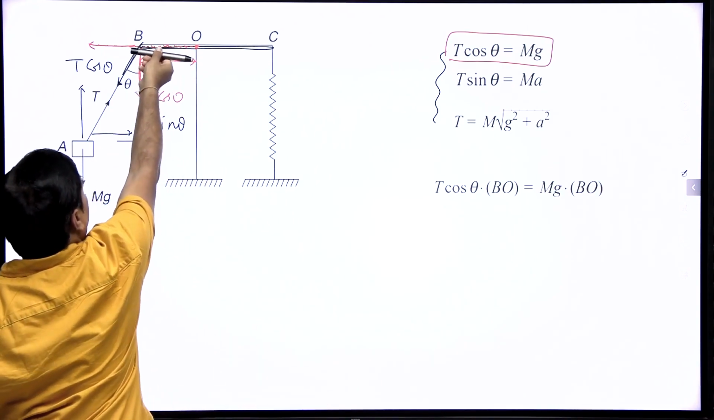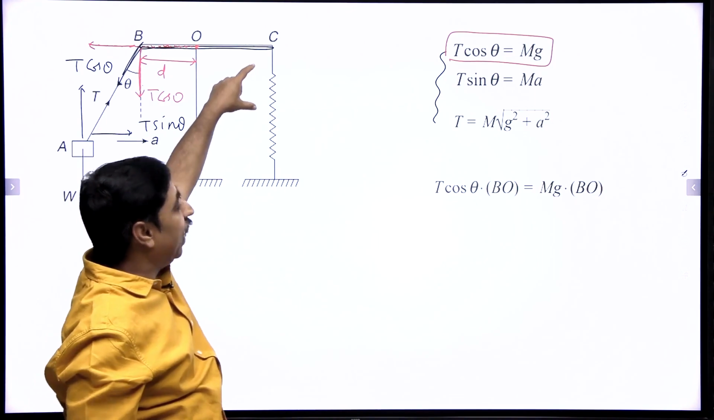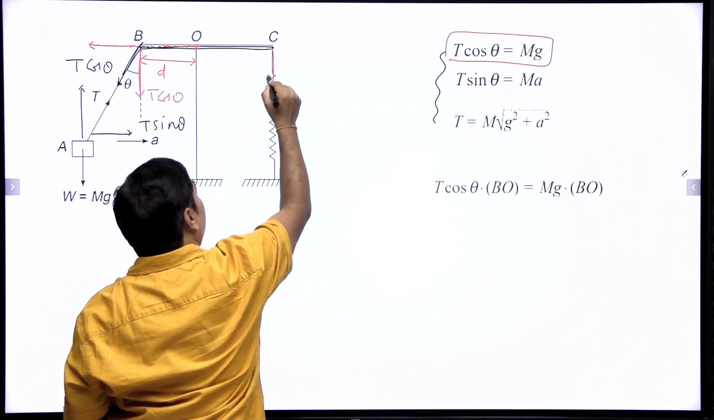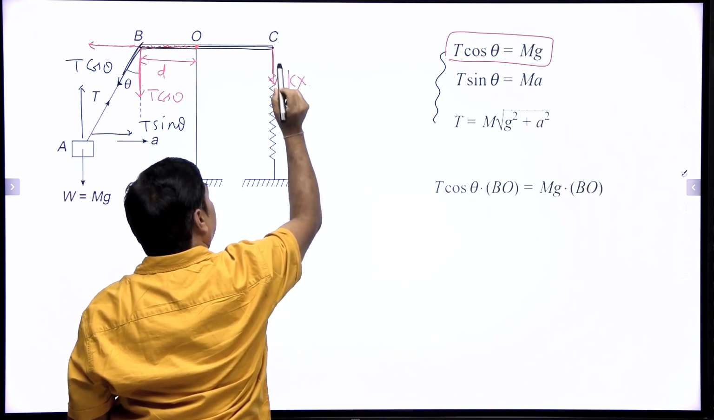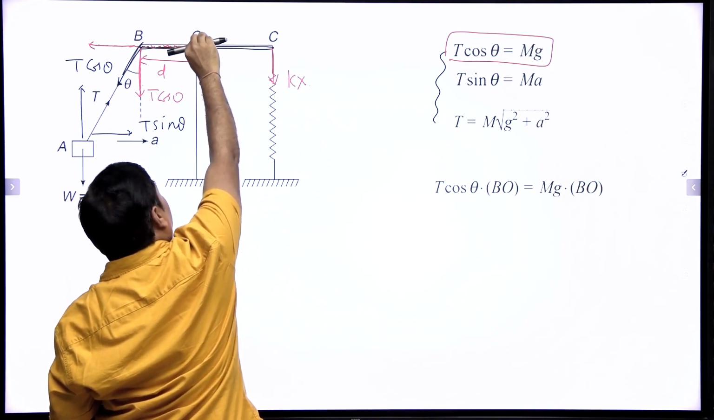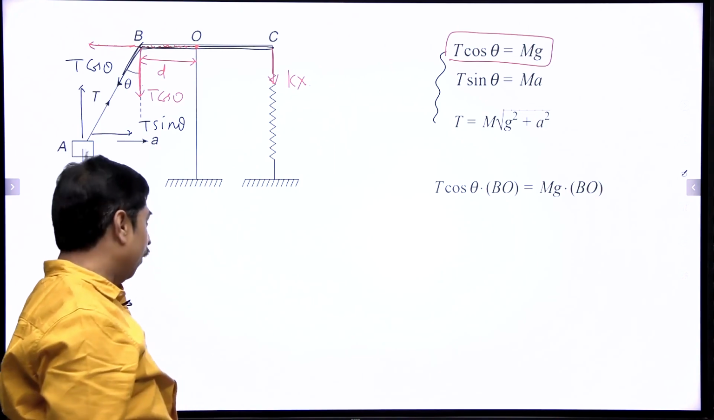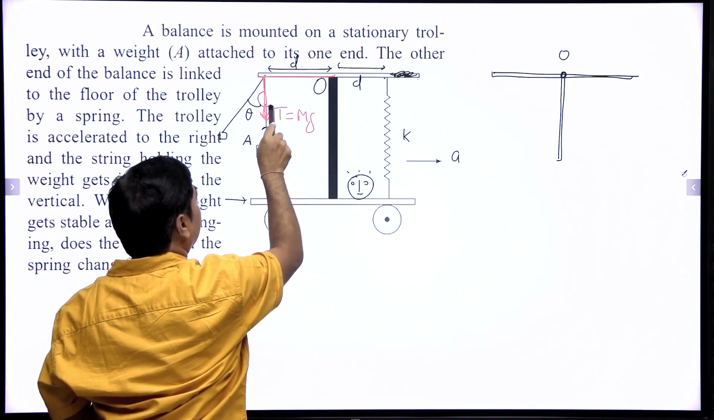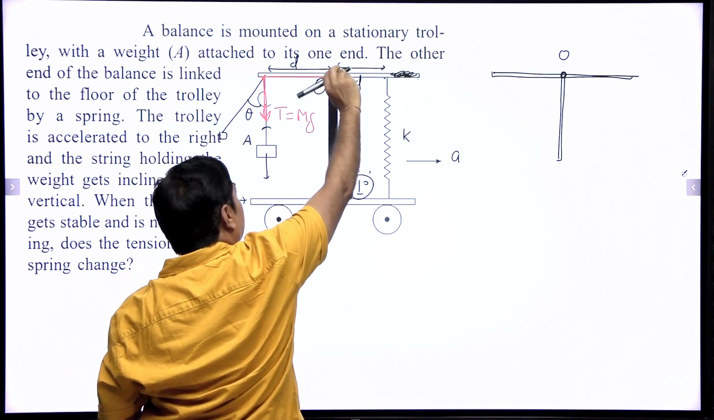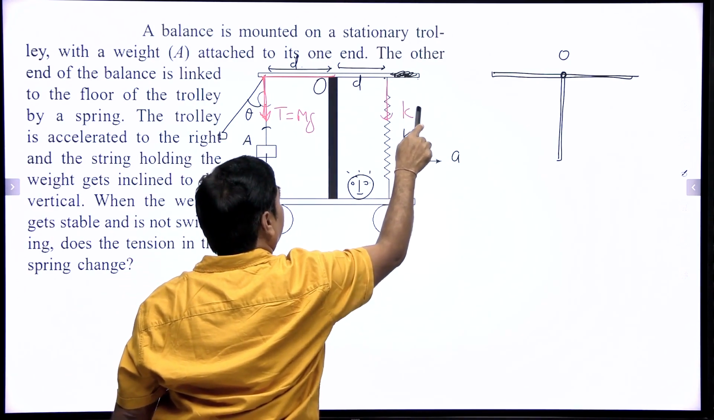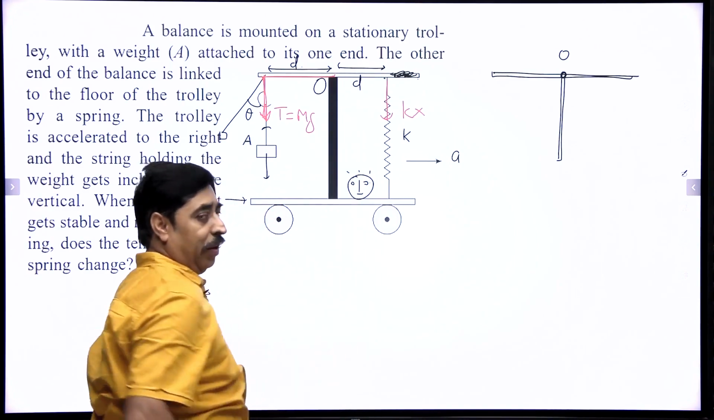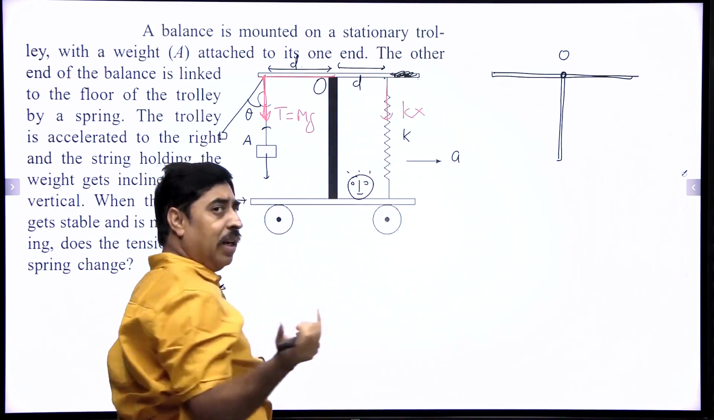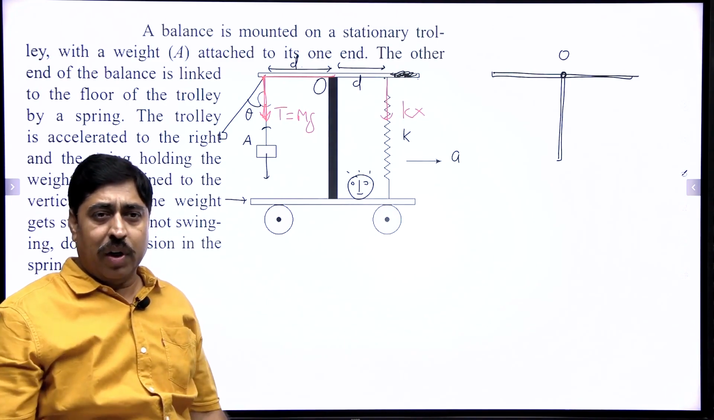This torque has not changed. So why will there be any change over here? Earlier the spring was stretched, it was applying a force kx. This spring force was trying to tilt it this way, whereas this weight force, this tension torque was trying to tilt it this way. The spring force kx was trying to tilt it this way. Because this torque has not changed, why will this torque get disturbed? So actually nothing will change.